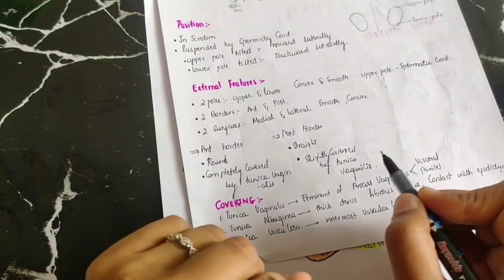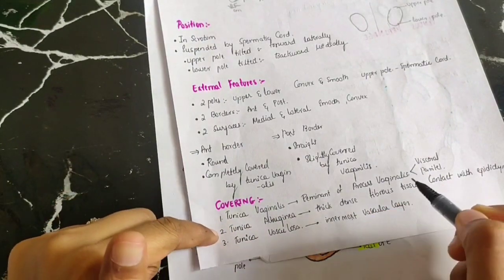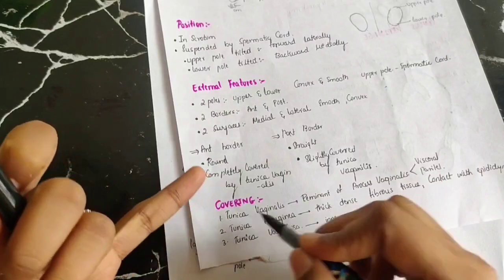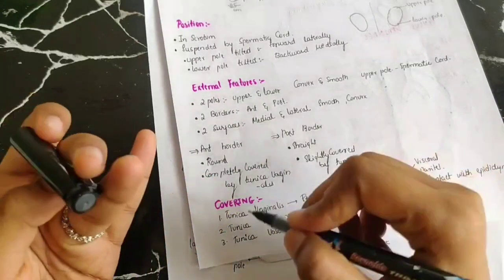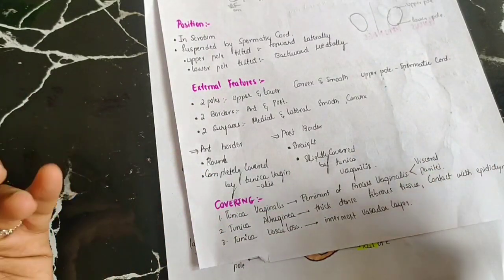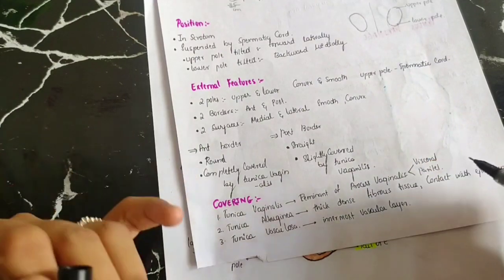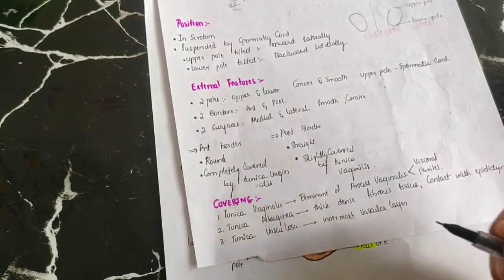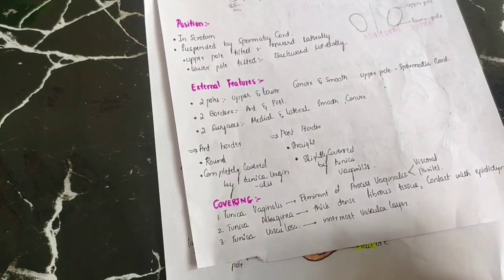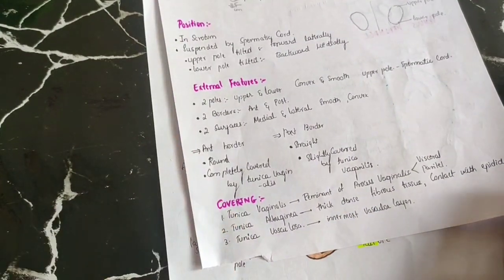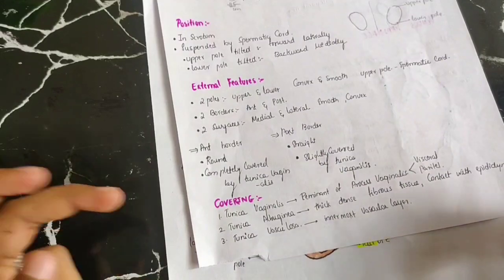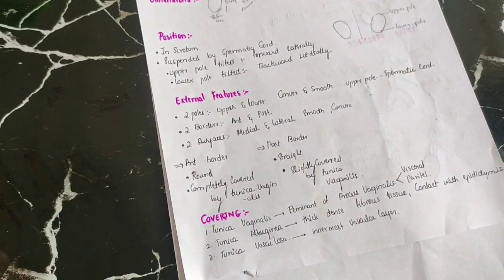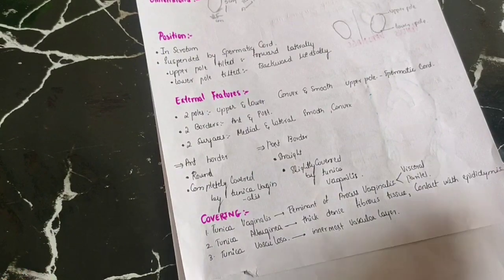Tunica vaginalis is the outermost layer, which is a persistent remnant of the processus vaginalis. Tunica vaginalis has two further layers, visceral tunica vaginalis and parietal tunica vaginalis. Tunica albuginea is a thick, dense fibrous tissue, in direct contact with the epididymis. And tunica vasculosa is the innermost layer, the vascular layer.